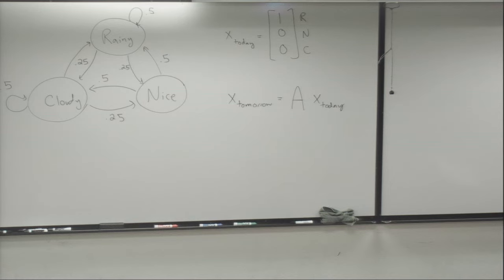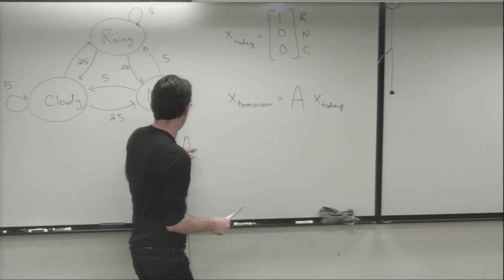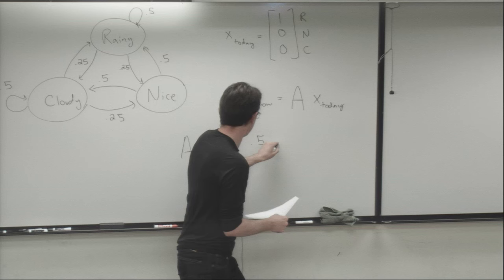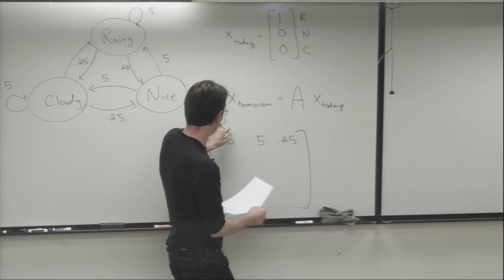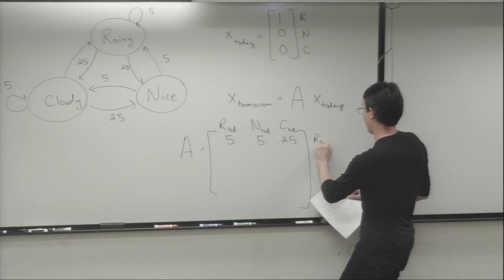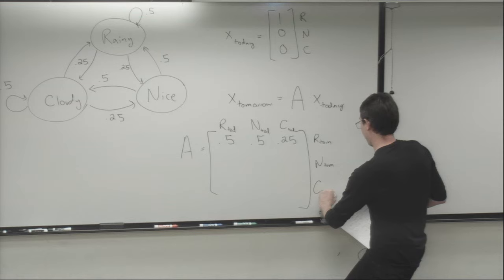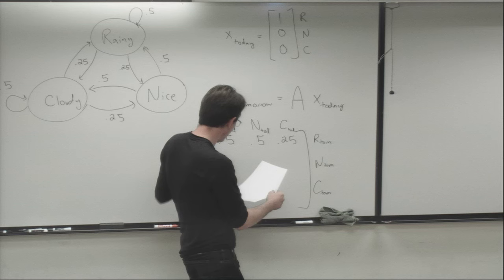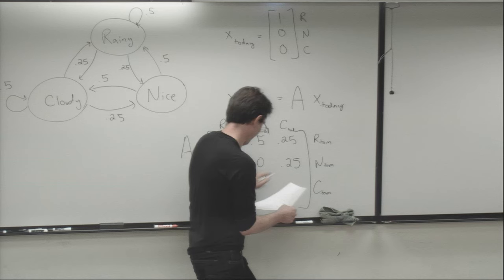And so we can write down this A matrix. A is 0.5, 0.5, 0.25. This is the probability that it's rainy today, nice today, or cloudy today. And the rows are going to be the probability that it's rainy tomorrow, nice tomorrow, or cloudy tomorrow. The rest of this matrix we can just read off of this chart. So if it is rainy today, nice tomorrow, there's a 25% chance: 0.25, 0.25, 0.5, 0.5. We just built a model.